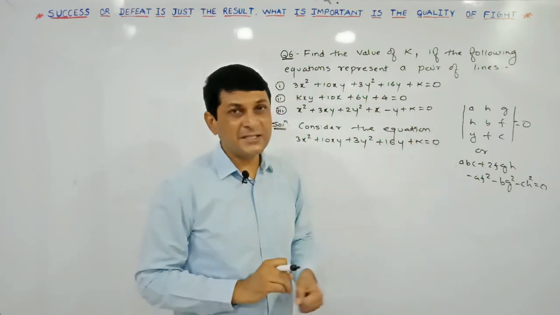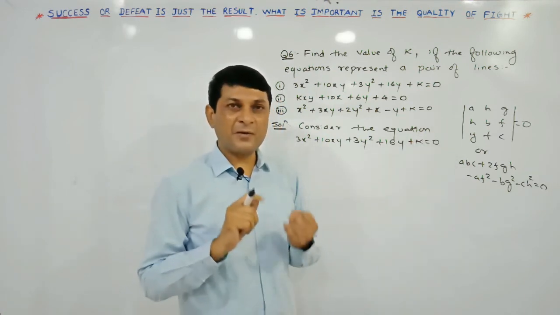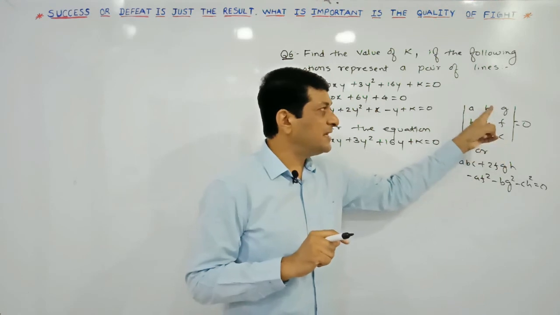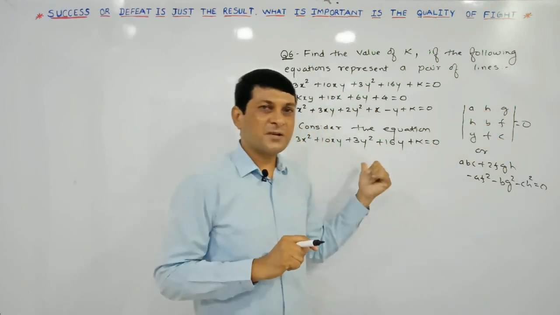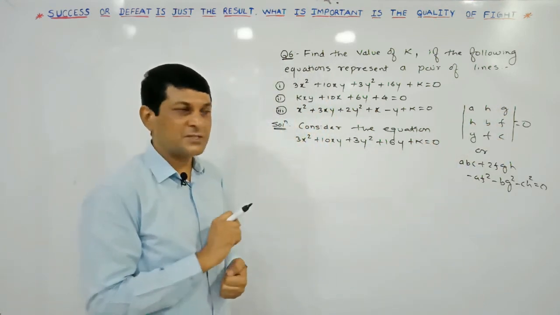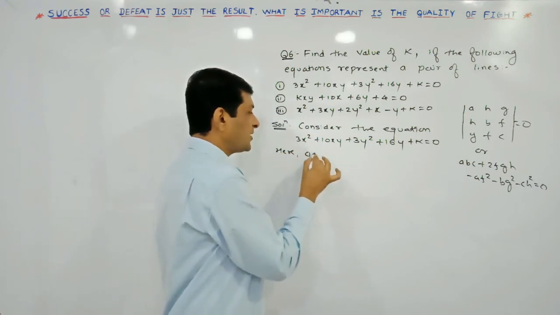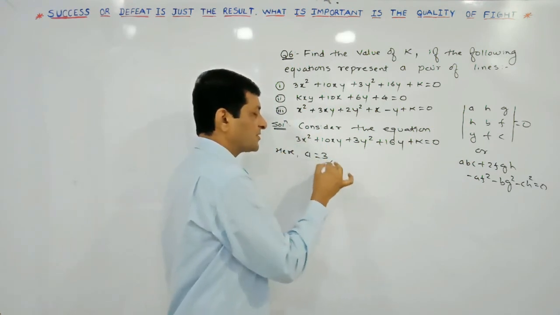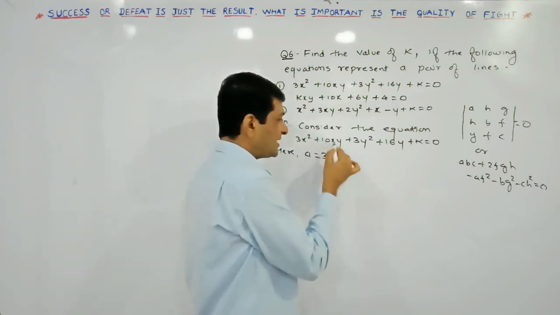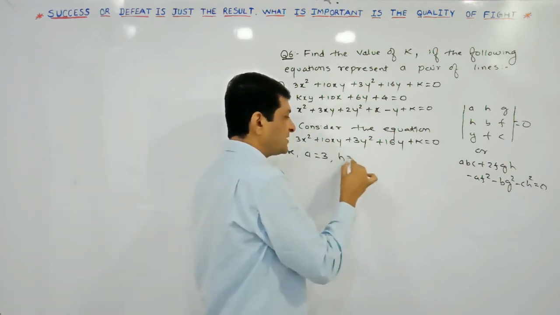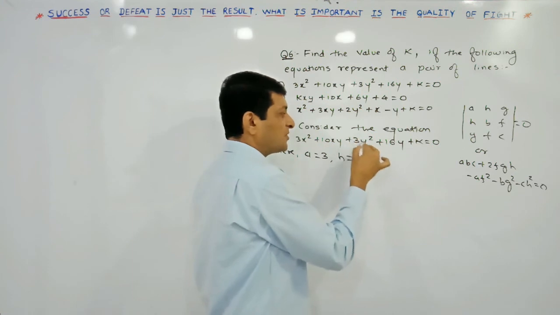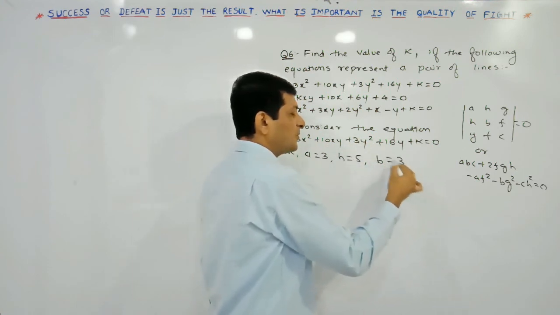But to apply these conditions, we will require the values of what? a, b, c and h, g, f. Let us try to find these values from the given general equation. So here we can observe that a, the coefficient of x square, is equal to 3. Then 2h is equal to 10, so h is equal to 5. The coefficient of y square, b, is equal to 3.